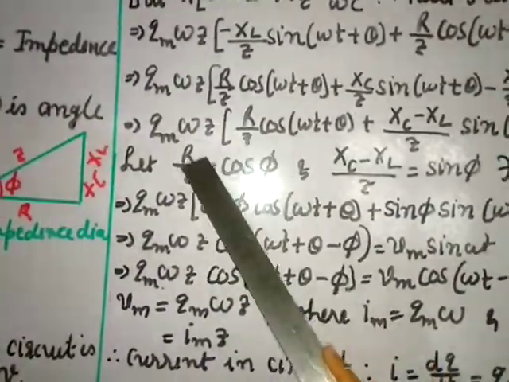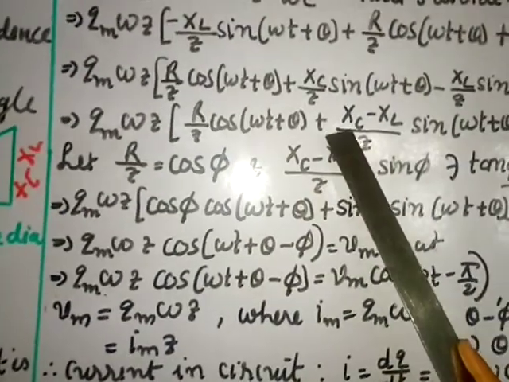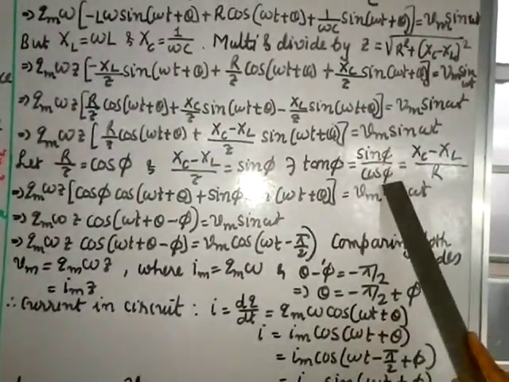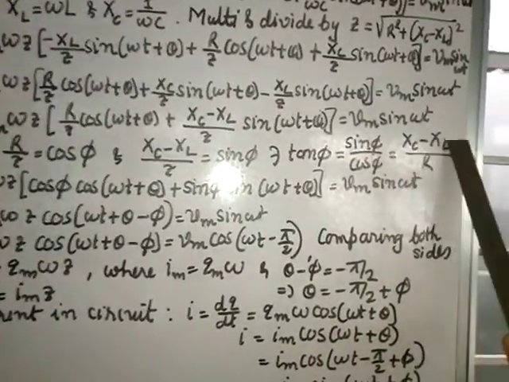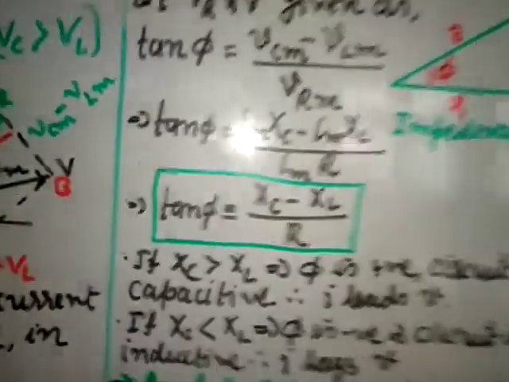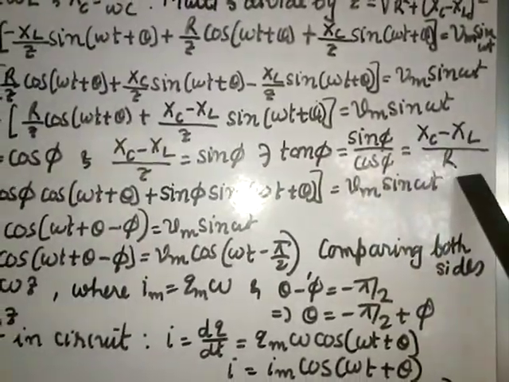We are going to take r by Z as cos phi and (Xc minus XL) by Z as sin phi, such that tan phi is equal to sin phi by cos phi, which gives you (Xc minus XL) by r. We are arranging the substitution in such a way that tan phi is equal to (Xc minus XL) by r.